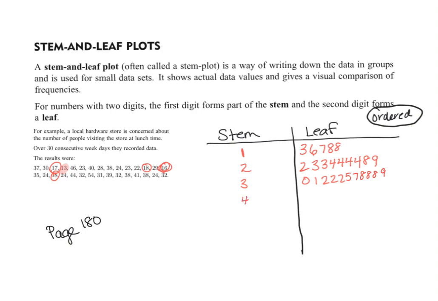Then we have 40 and 54. So we can tell by this that our most frequent occurrence happens in the 30s. That's our longest leaf. And so that's another way that we can show this grouped discrete data.